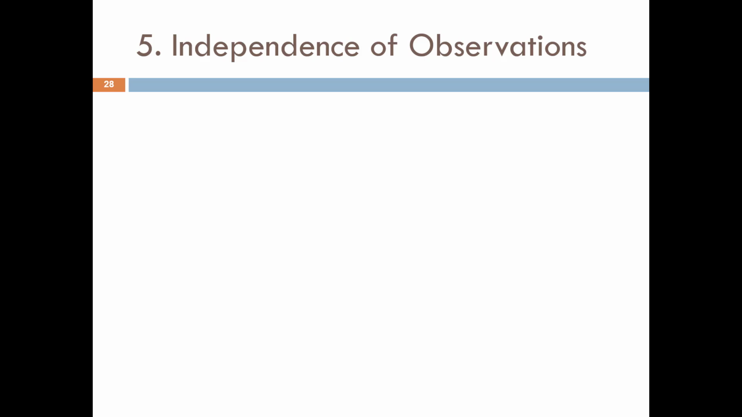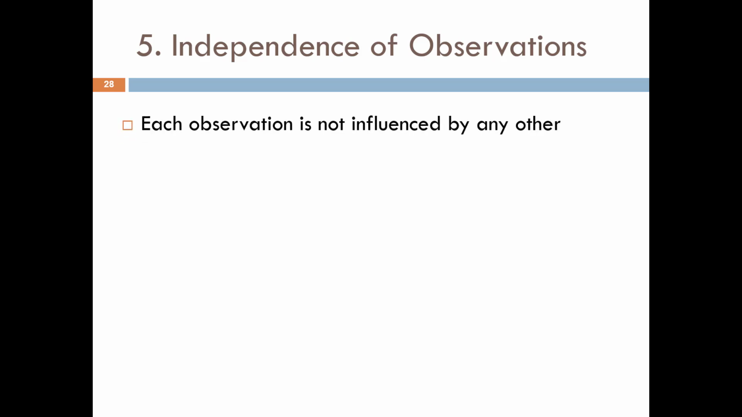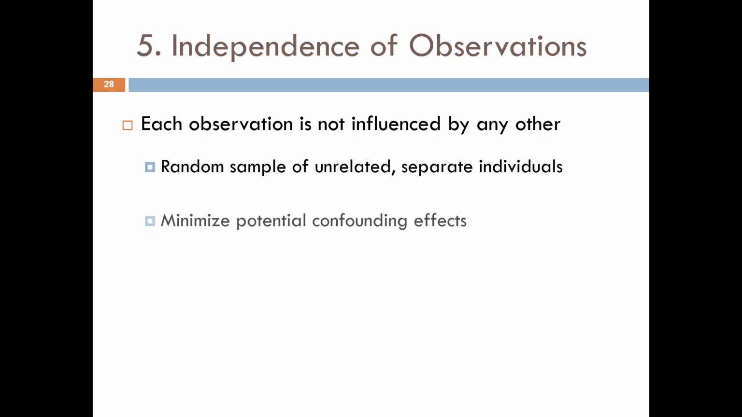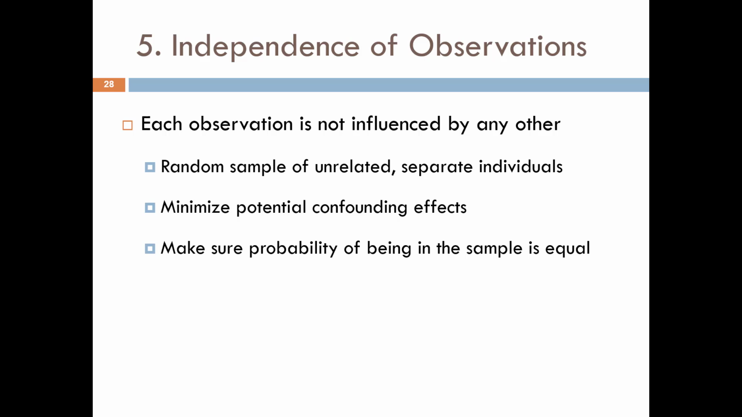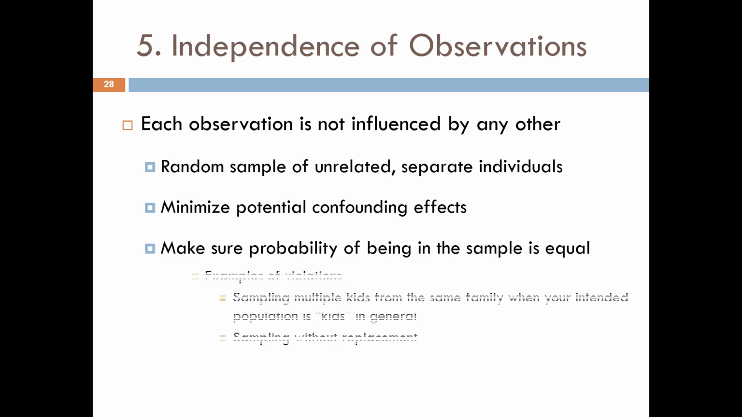And finally, there's an assumption regarding the independence of observations, which means that each observation, oftentimes each participant, for example, is not influenced by any other. And so what you want to do is to recruit a random sample of unrelated separate individuals and minimize any potential confounding effects that might cut across multiple individuals. One important way to do this is to make sure that the probability of being selected into the sample is equal. Now this is kind of complicated.